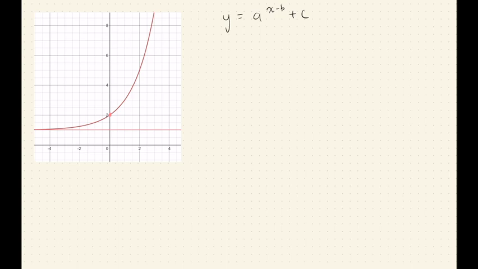But my asymptote now is at 0, 2. Okay, so b and c, right, 0 hasn't moved at all. So I know it's going to be y equals a to the x minus 0, I can just call that x, but it's moved up 1 this time. I'm expecting it to be here, but now it's up 1. So c is plus 1. Okay, a to the x plus 1.